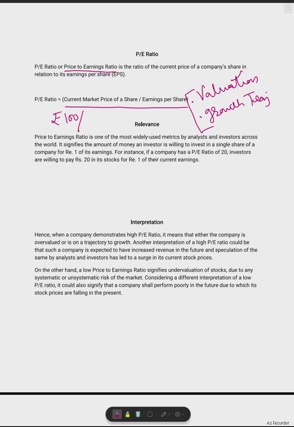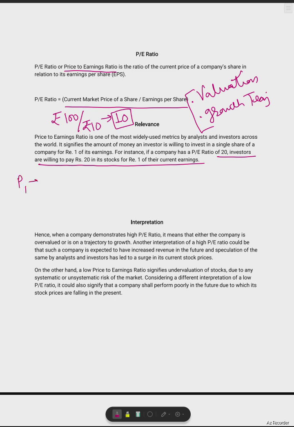Suppose the company's current market price is rupees 100, where its EPS is rupees 10. It means the PE ratio of that company will be 10. So what will be the relevance? If a company has a PE ratio of 20, it means investors are willing to pay rupees 20 for the stock for a rupee 1 of current earning.